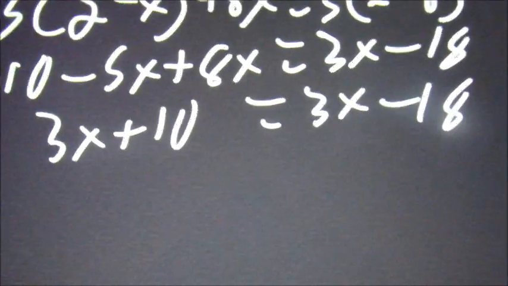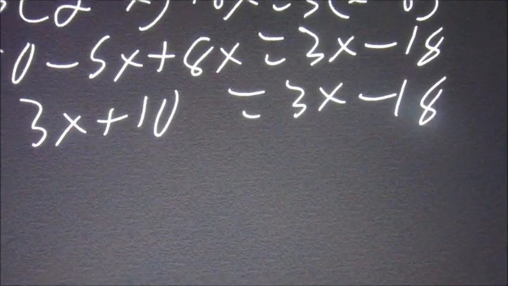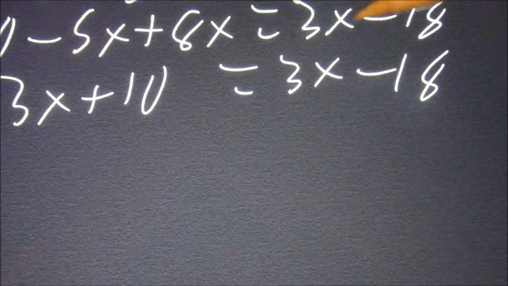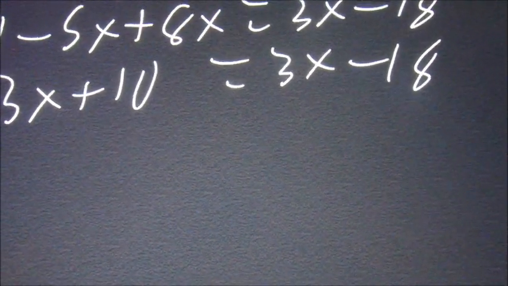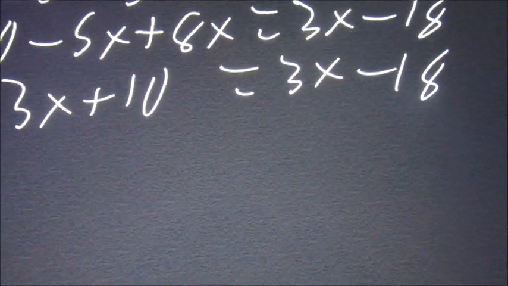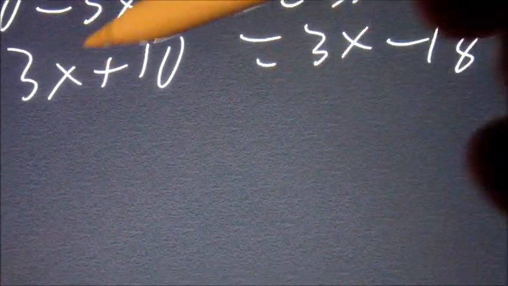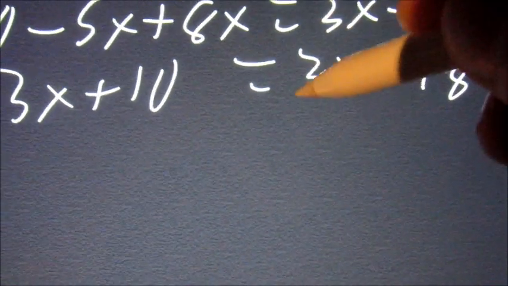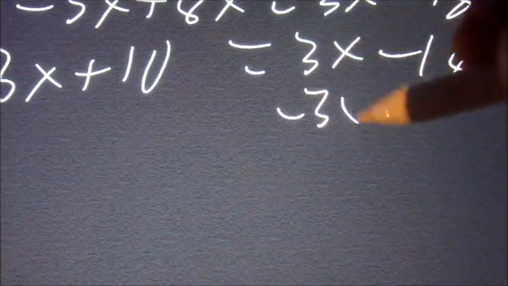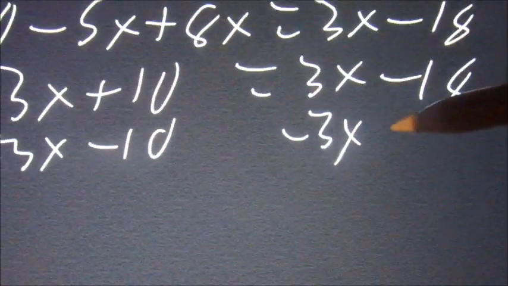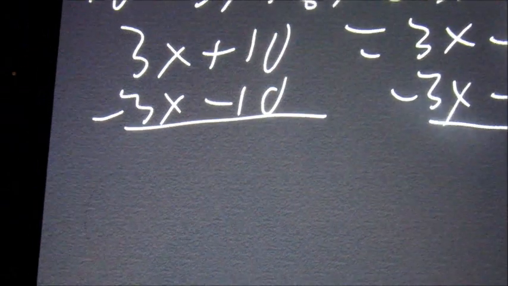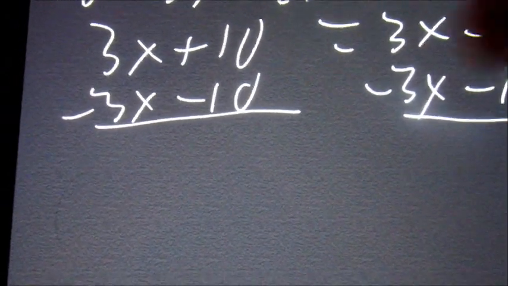Okay, so here, normally this is where you would stop, where you have the same number of x's, but you have a different number here. But I'm going to keep going to show what happens. And to do so, I'm going to move my x's to the left and my numbers to the right. Minus 3x, and minus 10, minus 10. When I do that, 3x minus 3x is 0. 10 minus 10 is 0.